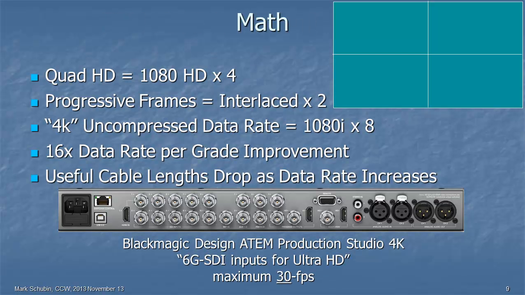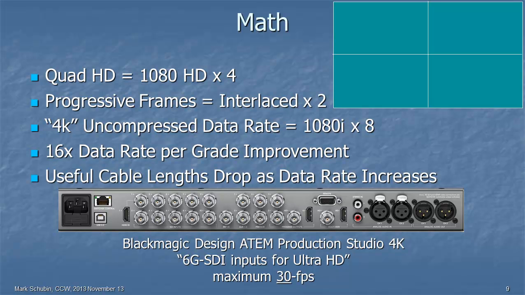So let's work out the math. Quad HD, which is this 3840 by 2160, is 1080i HD times 4, whatever the data rate is, times 4. But 4K is only progressive frames, so it's the interlaced frames times 2. So the 4K uncompressed data rate is 1080i's data rate times 8. Now you're going to find people on the floor here, notably Blackmagic Design, that are selling ultra high definition products, and they say, look, we have 6G SDI inputs.